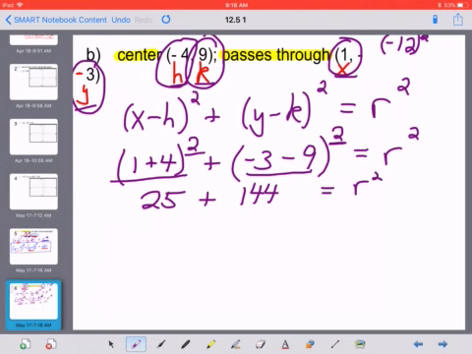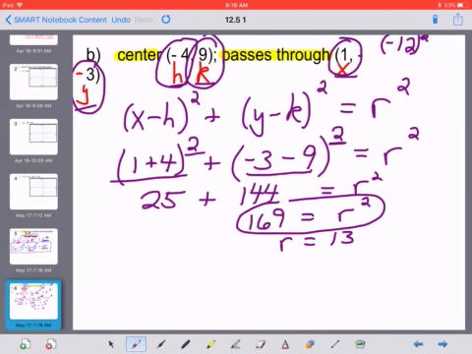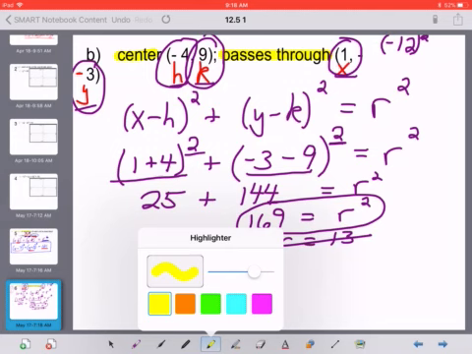Combine those two like terms and we're going to get 169 is equal to r squared. And then we'll take the square root of both sides of that equation and get r equals 13. Actually, we probably could have stopped right there. Once we knew what r squared was, the actual value of r doesn't really matter, because now at this point, let me do some highlighting in a different color here.